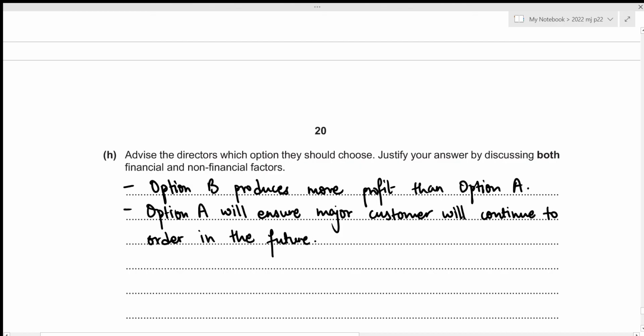But in option B, we are completely ignoring the needs of that particular major customer. We are not providing 9,000 units for that customer, right? So that will obviously put us in a risk of losing a regular customer. So let's write it down. Option B gives rise to the risk of losing a regular customer.